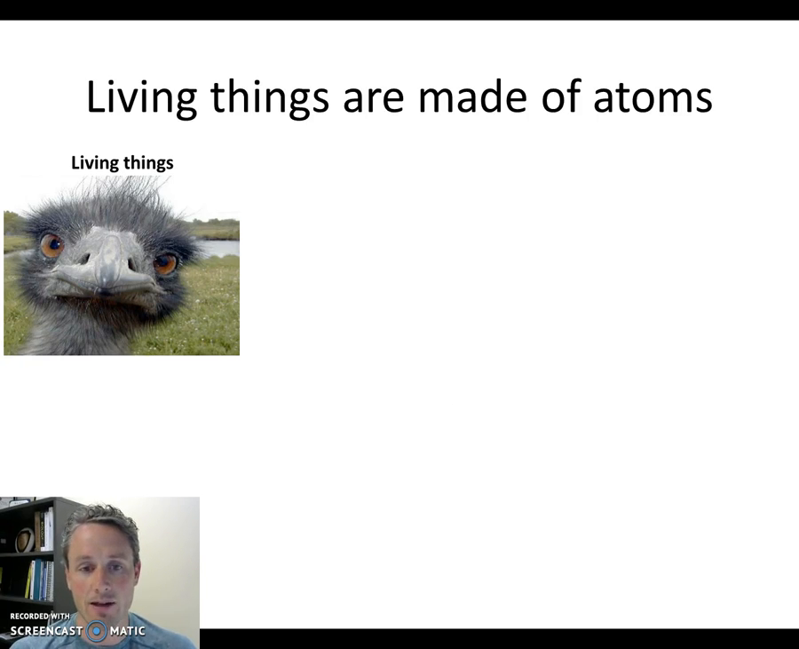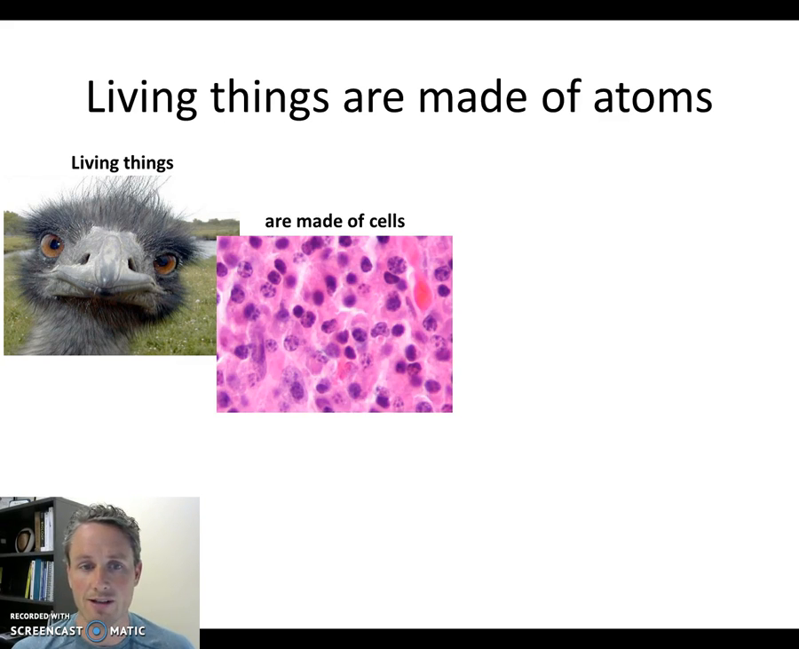So in biology, we're studying living things, right? So we're interested in animals and plants and other biological things. So we're studying living things. Why do we care about atomic structure? Well, it turns out if you zoom in on that living thing enough, we'll see that that living thing is made out of cells, right? So all living things are made out of cells. That's something we've talked about already.